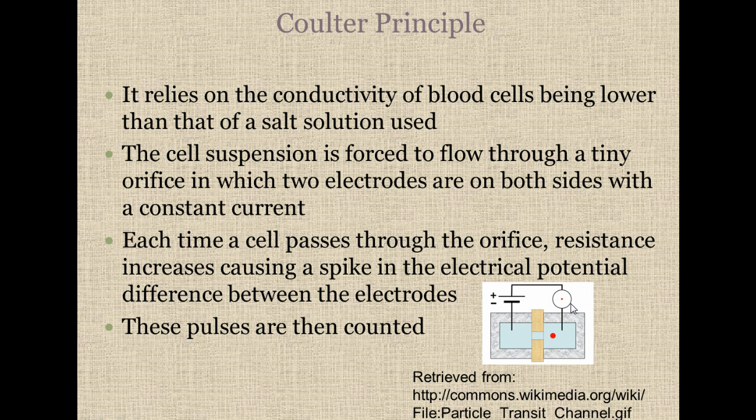The next thing we'll look at here is the Coulter principle. It relies on conductivity of blood cells being lower than that of the salt solution used. The cell suspension is forced to flow through a tiny orifice in which two electrodes are on both sides with a constant current. Each time a cell passes through the orifice, as you can see in the diagram below, resistance causes a spike in the electrical potential difference between those two electrodes. Those pulses are counted, and the amount of pulses refer to the amount of cells. So this is a much faster way to be able to count blood cells than doing it one by hand.